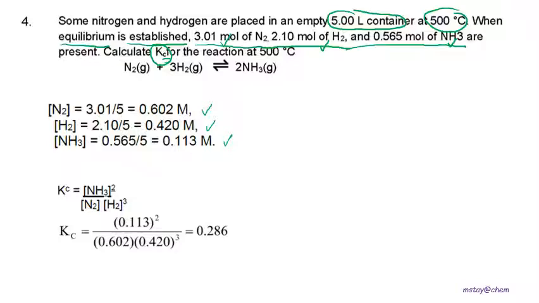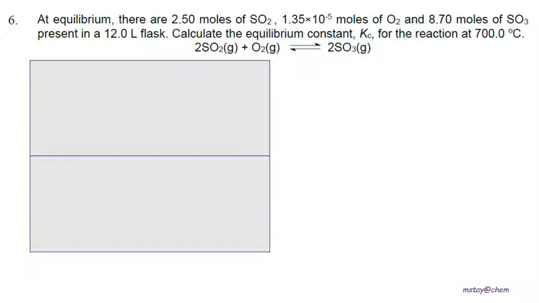Then we are going to write the Kc expression, which is product over reactant. Don't forget the power over here, then substitute the values in, press the calculator, and you will get 0.826. Let's continue with tutorial question number 6.